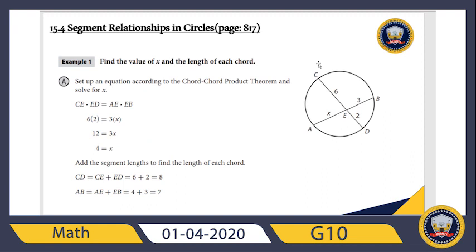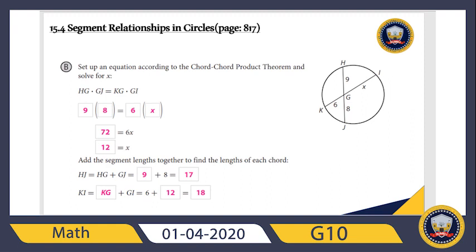Very easy. Now we know that the length CD is equal to CE plus ED, that is 6 plus 2, which is 8. That's for CD. Now for AB, it is AE plus EB. AE is X, which is found to be 4. EB is 3, so 4 plus 3 is 7. So AB is 7. All right, let's do another application.